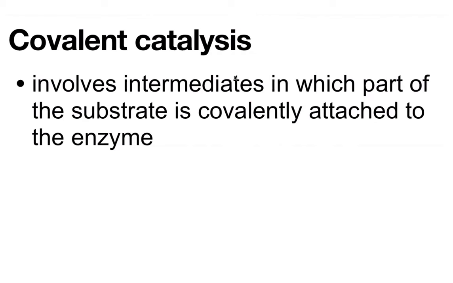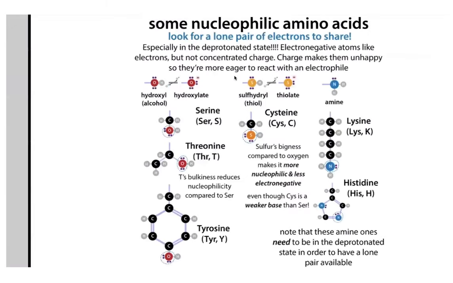Those are cases in which the enzyme is going to be acting through water to help make things happen, or at least giving or donating protons or taking protons to the substrate, but without actually binding to the substrate directly through covalent bonds. But some enzymes actually do participate covalently in the reaction mechanism. So covalent catalysis involves intermediates in which part of the substrate is covalently attached to the enzyme.